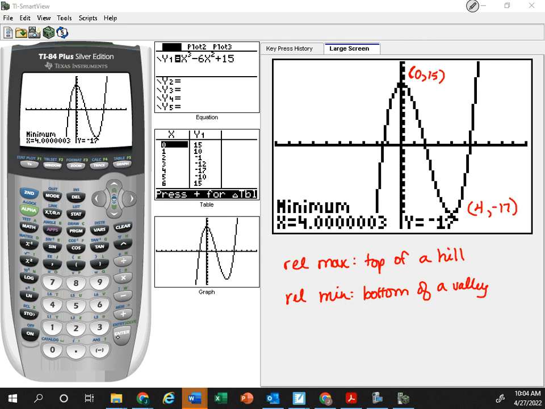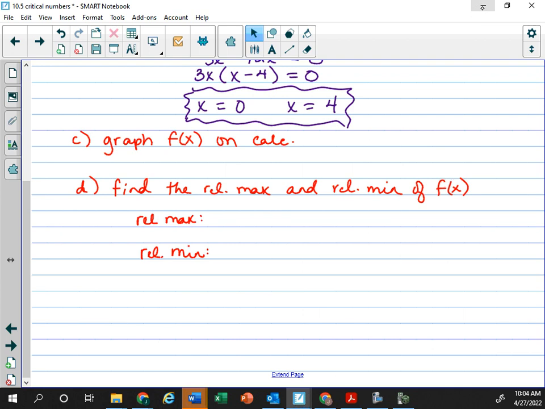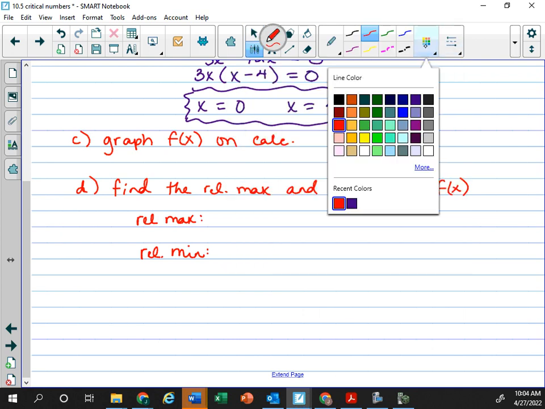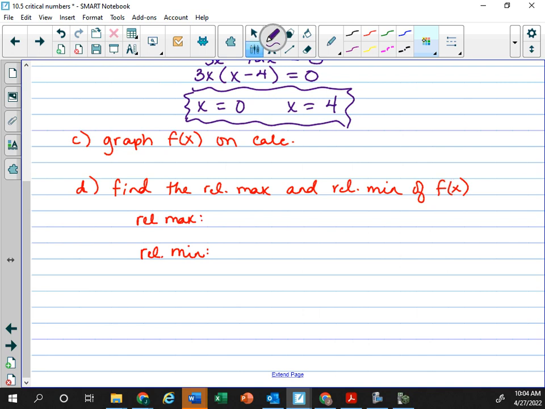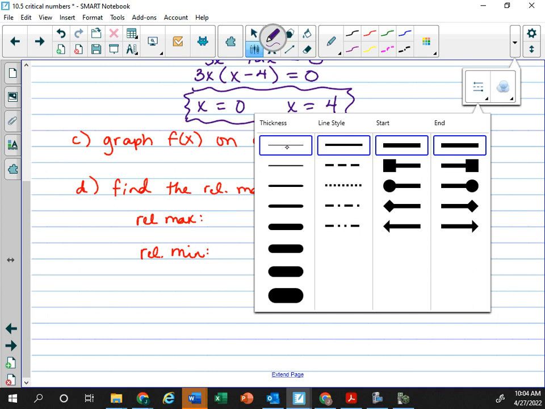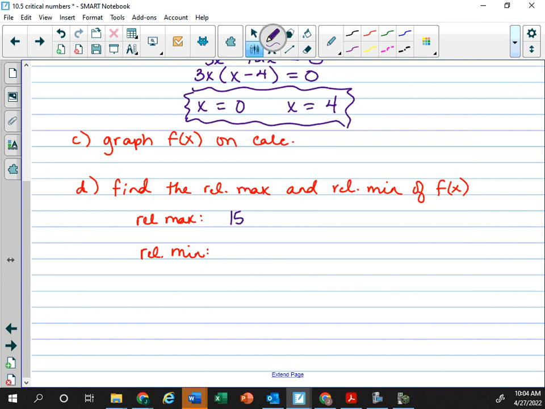Okay, so let's take this back to our notes. So I know the relative maximum was 15. Whoa. And that happened at x equals 0. And I know it was negative 17 at x equals 4.